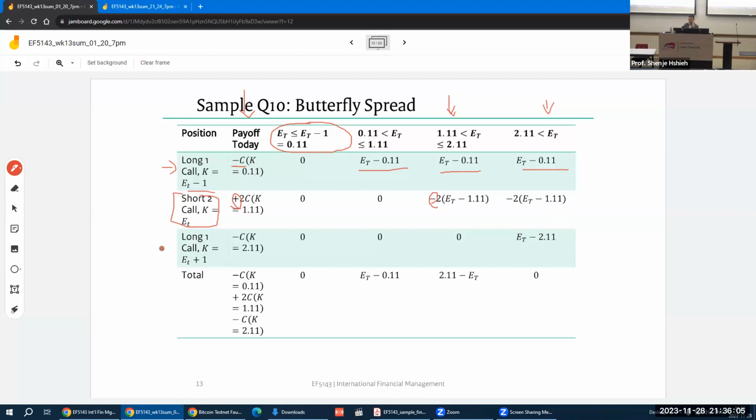All right, lastly, you have a long call out of the money, and it's only in the money if E_T exceeds 2.11. Okay. Now we add up everything. So we add up all the columns, and our final payoff structure looks like the following. These 2 look like a positive slope, with an intercept term of negative 0.11. And then we have a negative sloping line with an intercept term of 2.11. This is a review of algebra, so I hope you're comfortable with point-slope form. So just be careful.